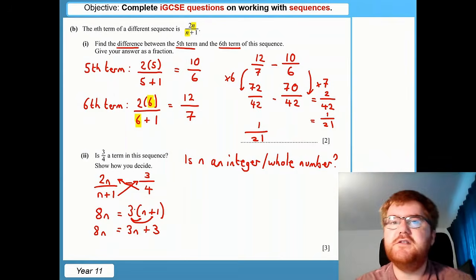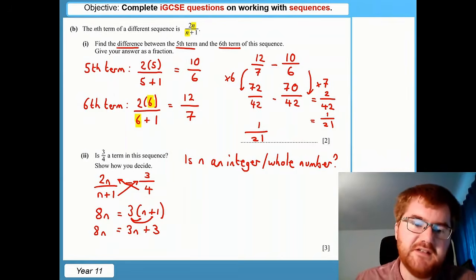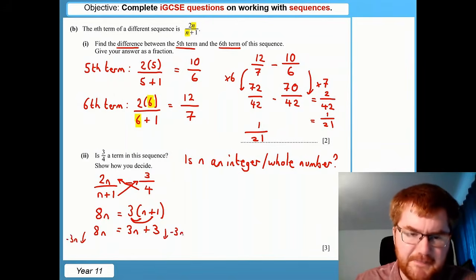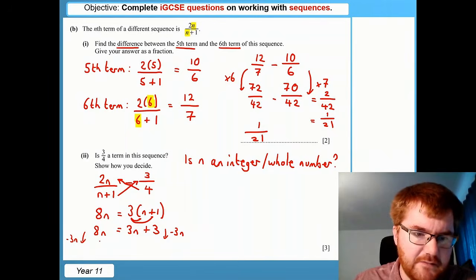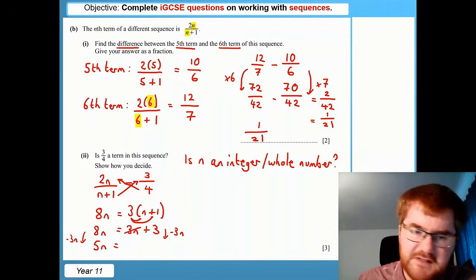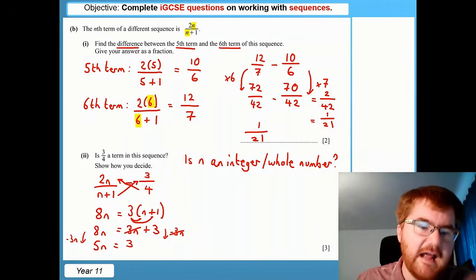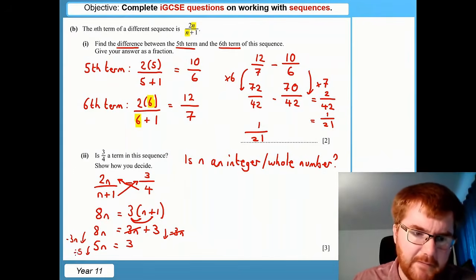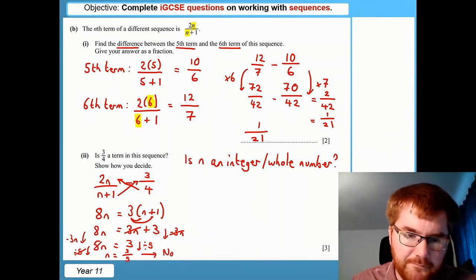Then we want to get all the n's on one side. So what's the opposite of plus 3n? Well, we're going to minus 3n on both sides. 8n minus 3n, that's equal to 5n. This cancels, this is what we wanted. So this is equal to 3. And you can probably see n is not going to be a whole number here. To work out what n is, the opposite of timesing by 5 is dividing by 5 on both sides. This cancels. We're left with n is equal to 3/5. And this is not a whole number. So it's a decimal, not a whole number.